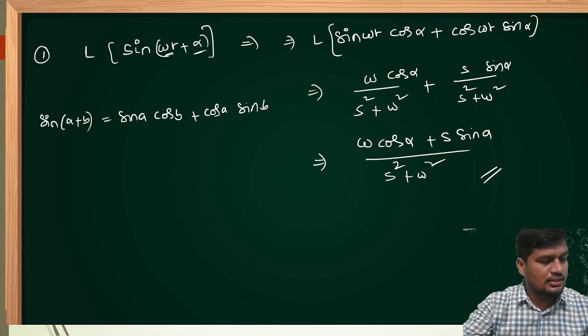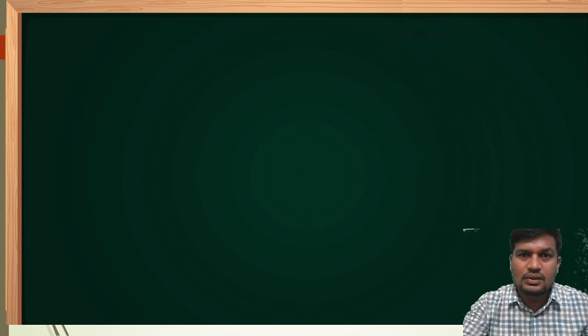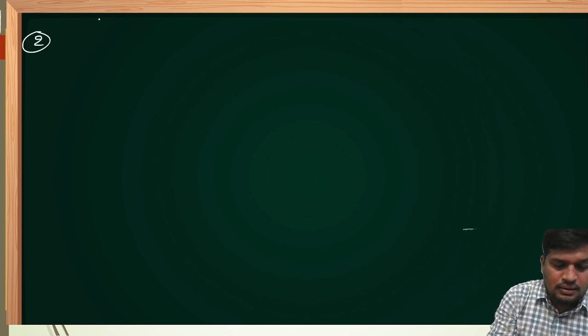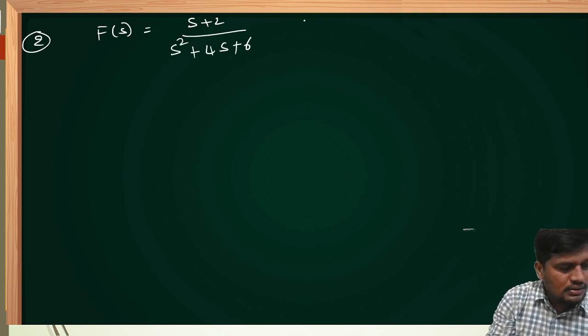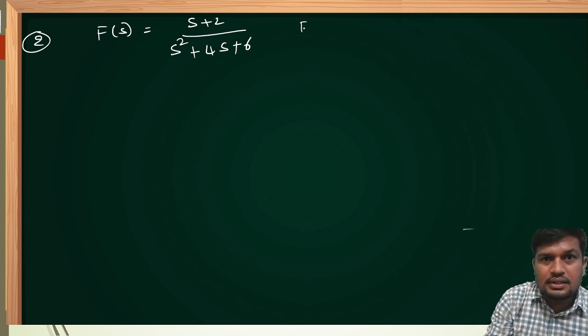Now, dear friends, second question. He has given F of s is equal to (s plus 2) upon (s square plus 4s plus 6). Find the inverse Laplace of the given function.